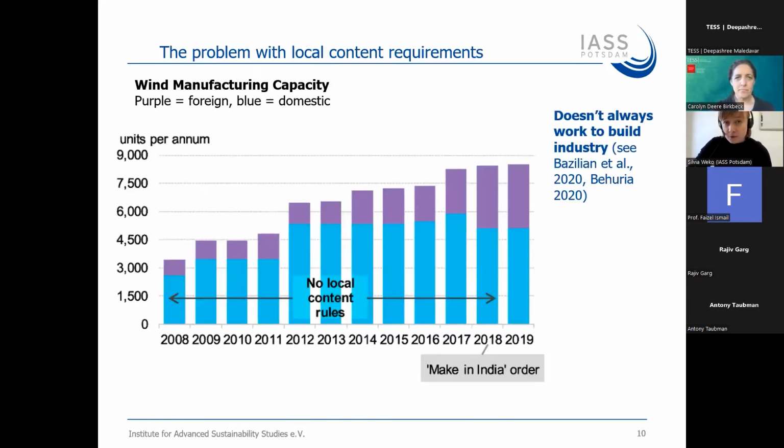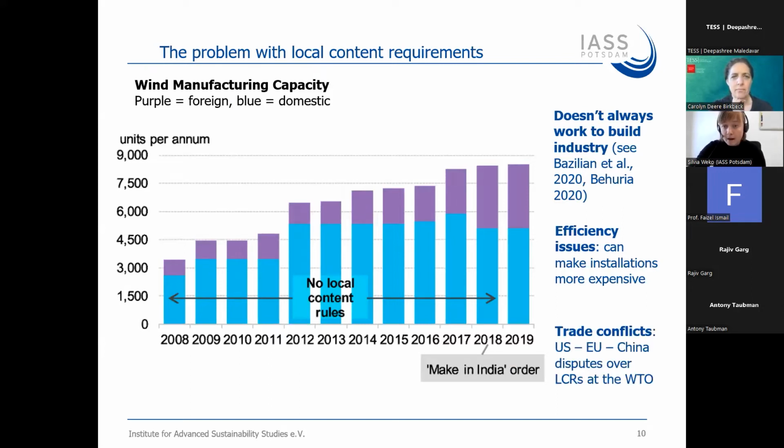The problem with local content requirements, because the point of them is to build industry, but it doesn't always work, unfortunately. This is from the case of India, a paper that looks at local content rules. It doesn't always work to increase domestic manufacturing capacity. It can also make installations a bit more expensive depending on how developed the local industry is and actually what the local content would be. And it's also led to some trade conflicts, especially between the US, EU, and China.